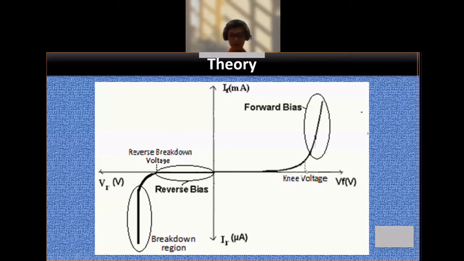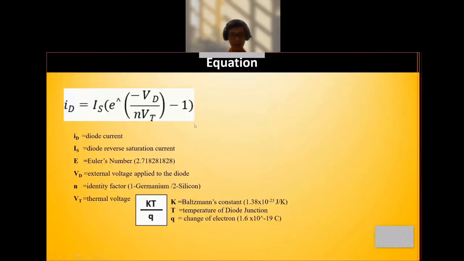If we find the knee voltage at this point, we can simply say that the line above the knee voltage is forward bias. And if we find the reverse breakdown voltage at this point, we can simply say that the line at the reverse breakdown voltage is reverse bias. And the straight line after the reverse breakdown voltage is called the breakdown region. Next, I will explain about the equation.